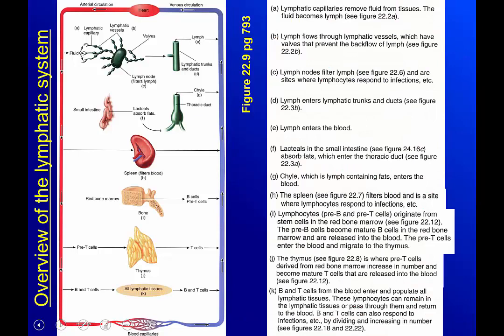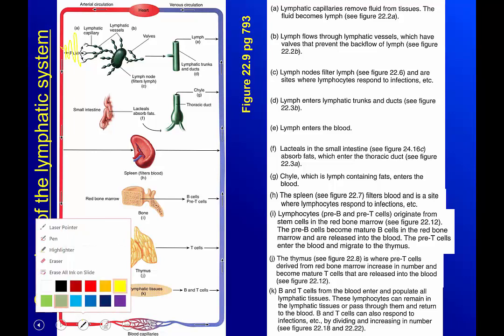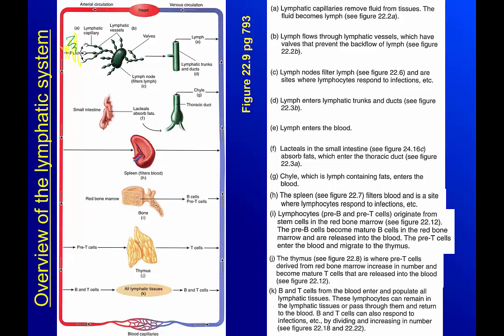So this is kind of a major outline of everything that we've just gone through. We have fluid in the tissues. It gets picked up by the lymphatic capillaries, gets filtered through the lymph nodes, eventually goes to a trunk, and gets put back into general circulation.